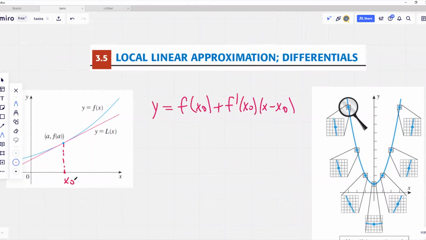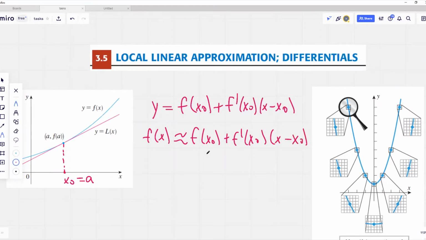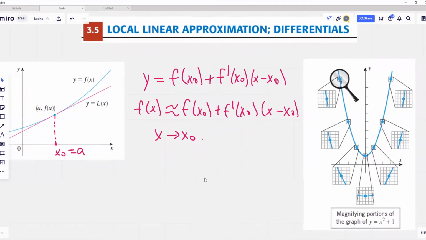Now, if we are in the vicinity of a point x0, in this case x0 is equal to a, then we can approximate values of function f at x using the equation of the tangent line at point x0, in the case when x is close to x0. We can also use the following notation by replacing x minus x0 with delta x.